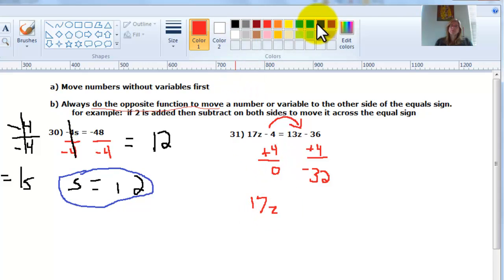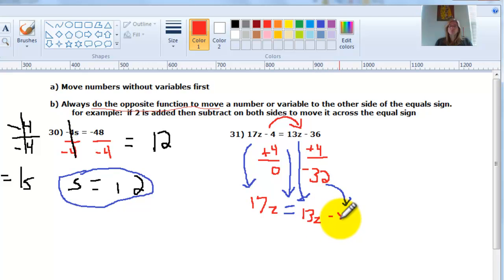Okay. So you have 17z. That's still there. Let's use a different color. I'm bringing that down from the problem because it's not gone from the problem. I've gotten rid of the 4. I still have an equal sign. Let's bring that down. And I've changed this. Negative 36 has become negative 32, and I still have the 13z. So I need to bring that over here, still part of my problem. So we have 13z minus 32.